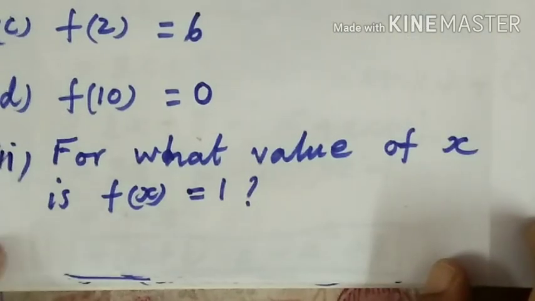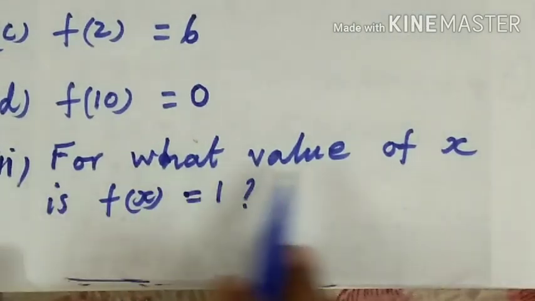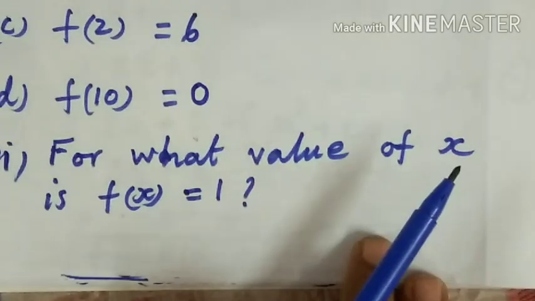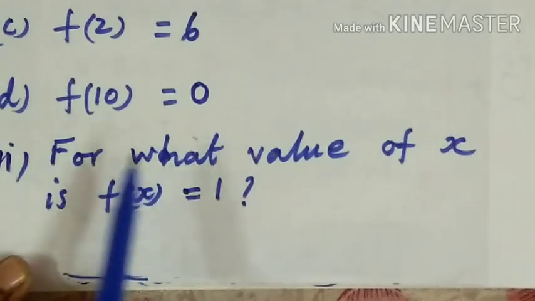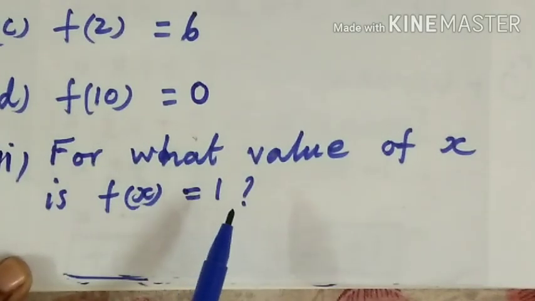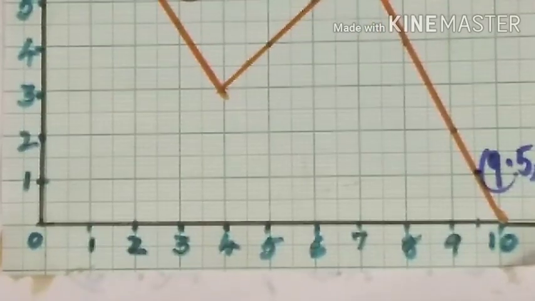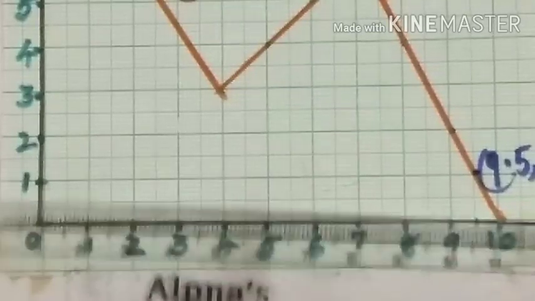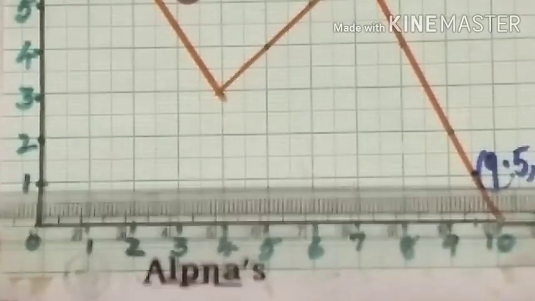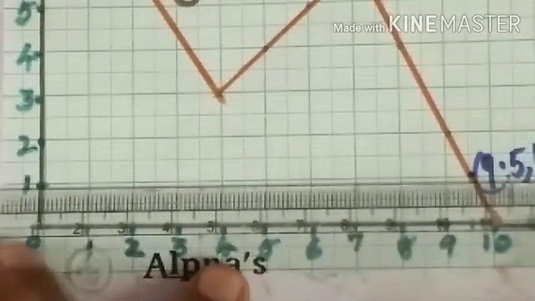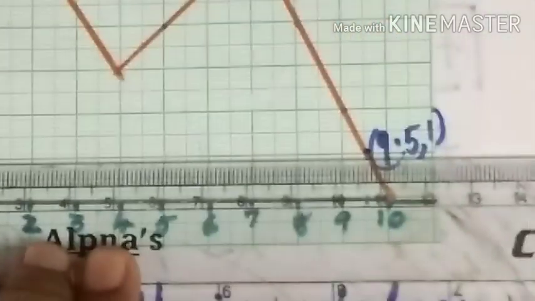See the next subdivision. For what value of x is f of x equal to 1? Here we have to find out the point x coordinate and y coordinate is 1. See the graph. The point 1 is in y coordinate. From this point we see the graph is intersect at 9.5.